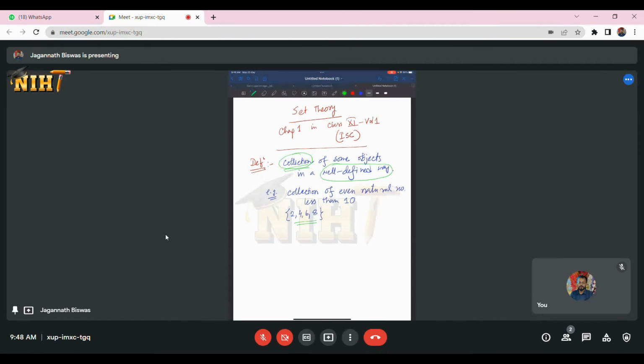Number 2 is well defined. Now what do you mean by well defined? See, if I say the collection of all good books in mathematics.